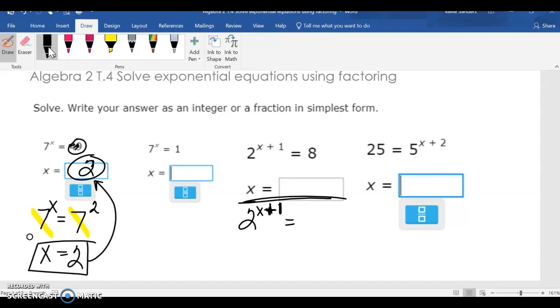So I can take 8 and break it down to a base of 2 with a power of 3, because 2 times 2 is 4, and 4 times 2 is 8. So 2 to the third is 8. So whenever I get that done, the 2's will cancel out. And I'm left with x plus 1 equals 3. And my goal is to get x by itself, so we're going to subtract the 1, and x equals 2.